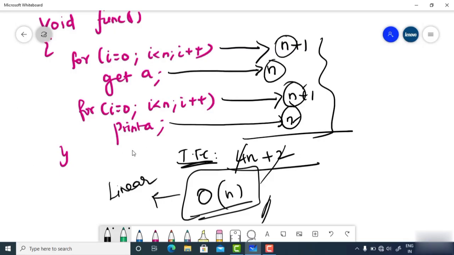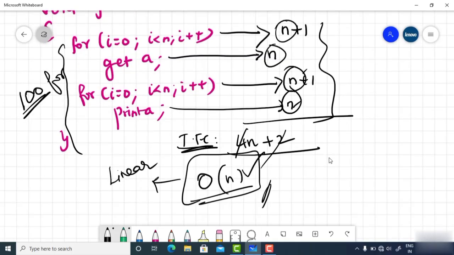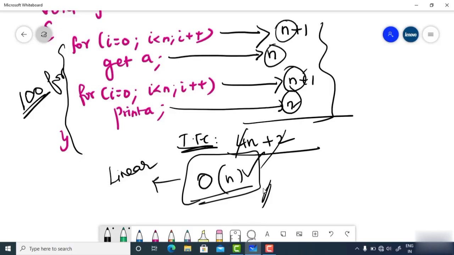Understand that even if you have 100 for loops separately like this, it will take only linear time. Because if you are having a lot of for loops separately, it will take only linear time. So that's the idea here. In your program, you are allowed to have a lot of for loops separately, but if you are nesting them, that is a problem. I'll tell you the problem in the very next example. So again, a single independent for loop will take only linear time. That is something to be remembered.